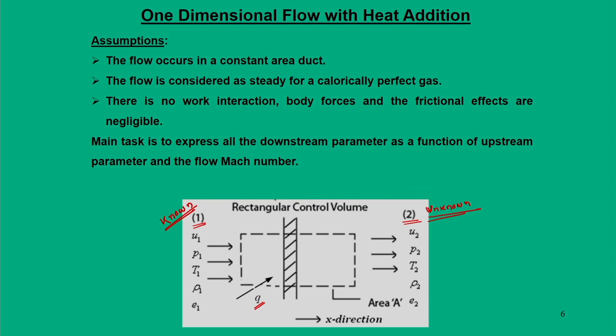Our main task, as in earlier cases, is to express all the downstream unknown parameters as a function of the upstream parameters and the upstream Mach number. So, all output conditions for region 2 we have to express as a function of region 1. The property parameters are defined with respect to known parameters for region 1.